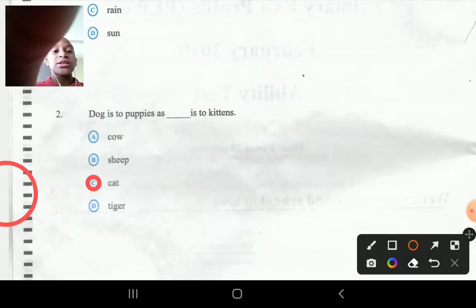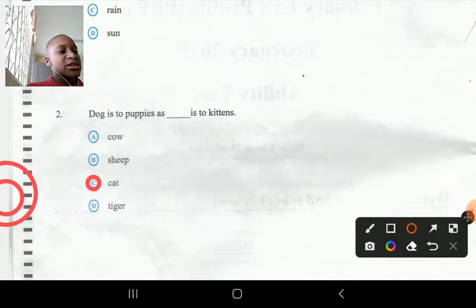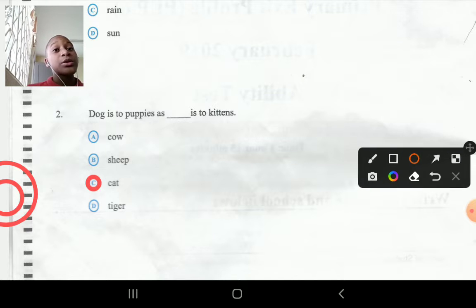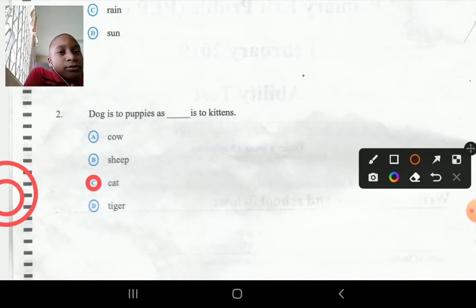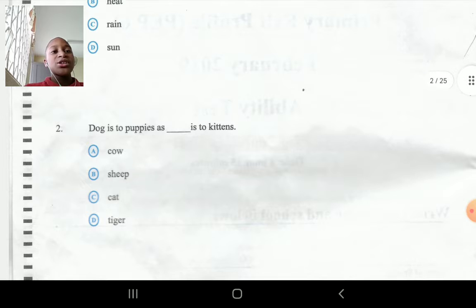Okay, next question. Wish I could move with this, but it's not movable. So let's move down. The first and second answer was C. Okay, number 3. This might be a long video.